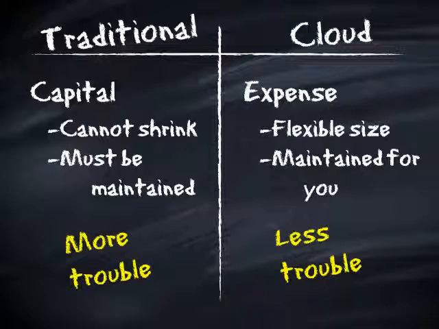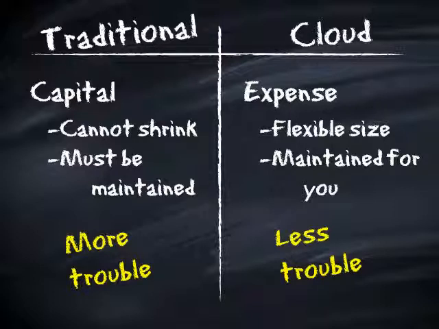Two more factors to compare with capital and expense, or traditional versus cloud. In the capital world, your asset cannot shrink. If your business grows and you need to add server capacity or storage capacity, you're going to be buying more equipment. And nobody wants that back. So your IT estate, if you will, is getting larger and larger. And for every piece of equipment that you buy, it must be maintained. And if you have that kind of environment today, you know what that means in terms of patching and support and other kinds of maintenance activities that are involved.